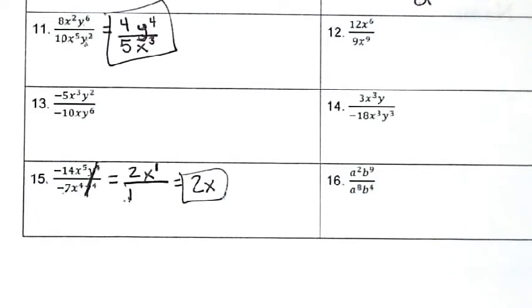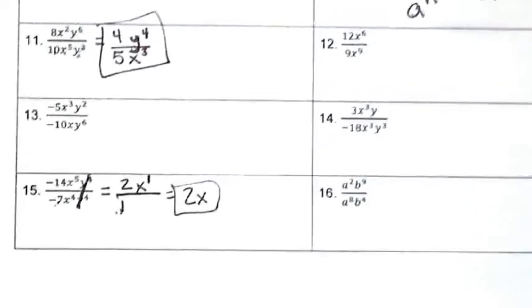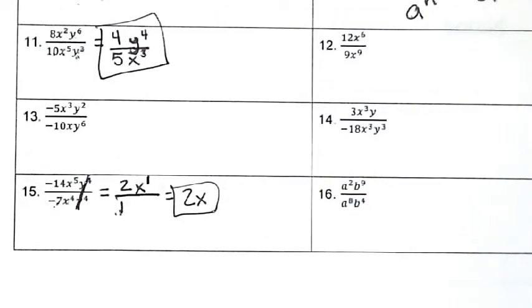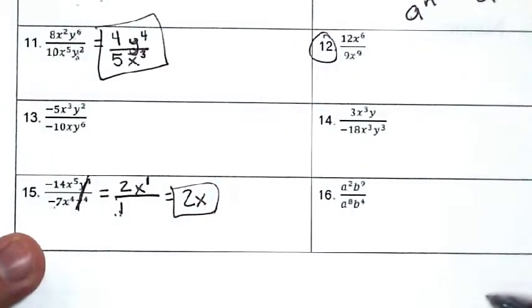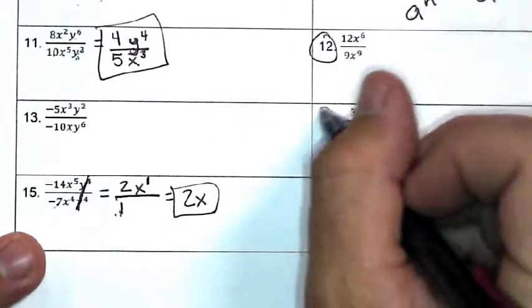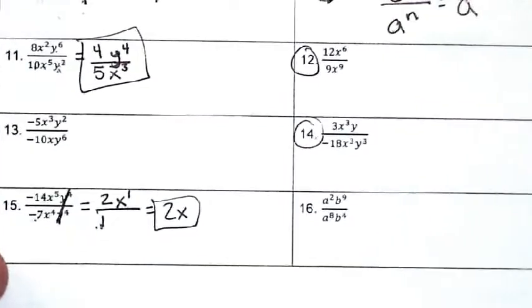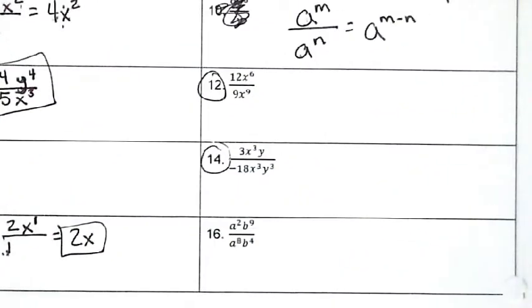Now, for your practice, you are going to do 12 and 14, and then we'll spin the wheel of not ideal. Spin the wheel of not ideal.